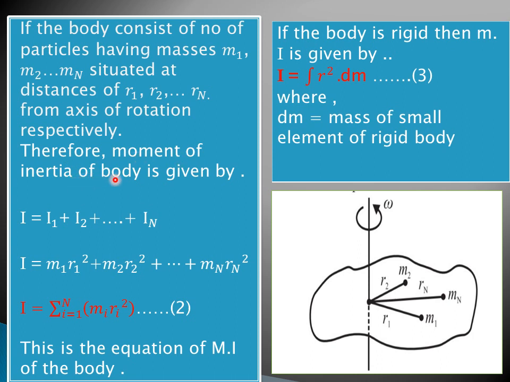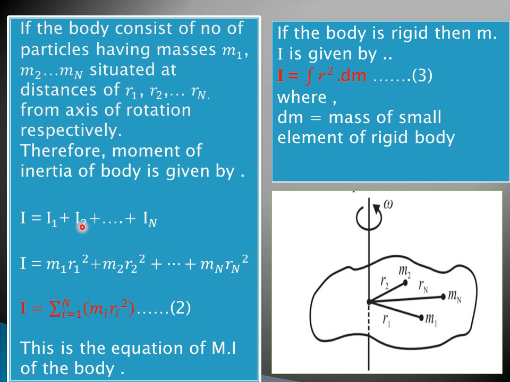Therefore the moment of inertia of the body is given by, so we have to find the moment of inertia of this body. I is the moment of inertia of the body, and I equals I1 plus I2 plus up to In. What is meant by I1? I1 means moment of inertia of the first particle. What is meant by I2? Moment of inertia of the second particle. And what is meant by In? Moment of inertia of the nth particle. So I1's formula is m1 r1 square, I2's formula is m2 r2 square, and In's formula is mn rn square.